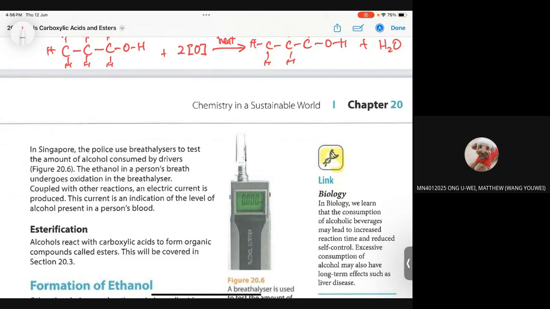Actually, the breath analyzer, when people drink and drive, right? The breath analyzer detects ethanol in the person's breath because they drank too much. Then the ethanol undergoes some sort of oxidation in the breath analyzer, which causes the sensor to change the reading. Okay?